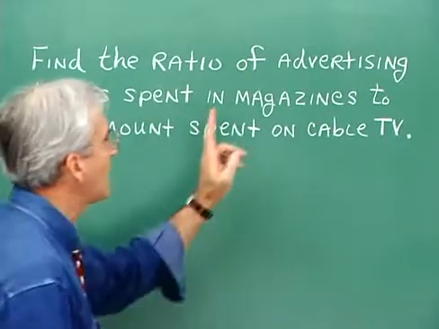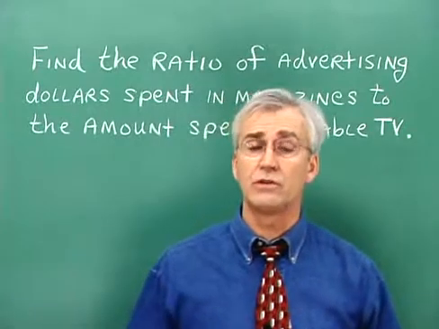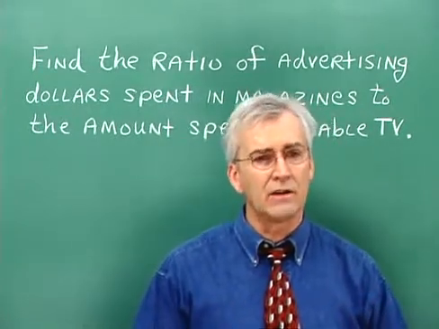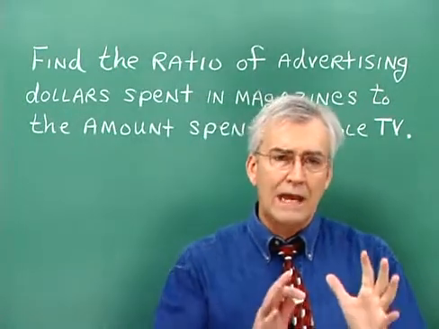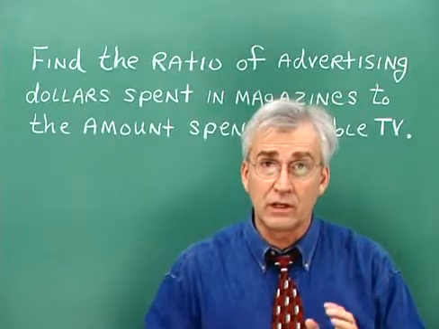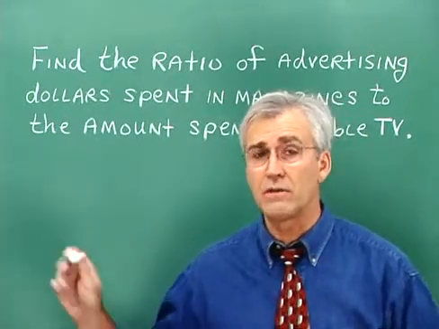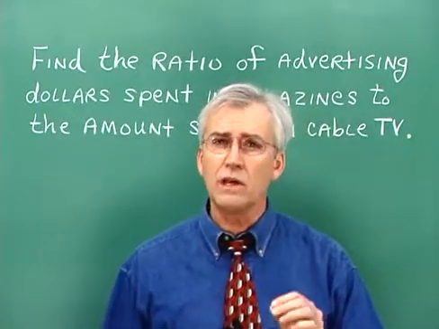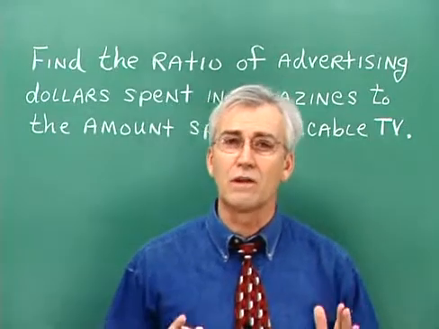Now, magazines to cable TV. We know that with ratio we're going to make a fraction, and we're going to try to reduce the fraction if we can. But it might come to mind that we might think, well, gee, do we need to use the actual numbers of advertising dollars here? That is, do we need to figure out the actual number of dollars like we did on the previous problem for each component of the ratio, or can we use the percents involved? Well, it turns out that either of those would be fine.